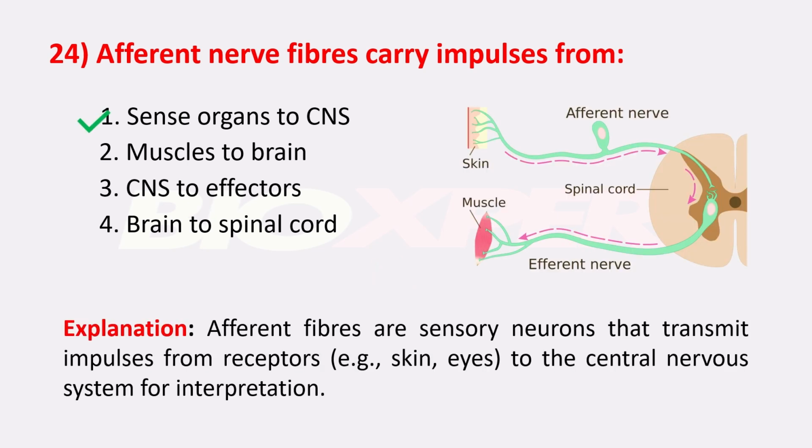Afferent nerve fibers carry impulses from sense organs to CNS. Afferent fibers are sensory neurons that transmit impulses from receptor to the central nervous system for interpretation.